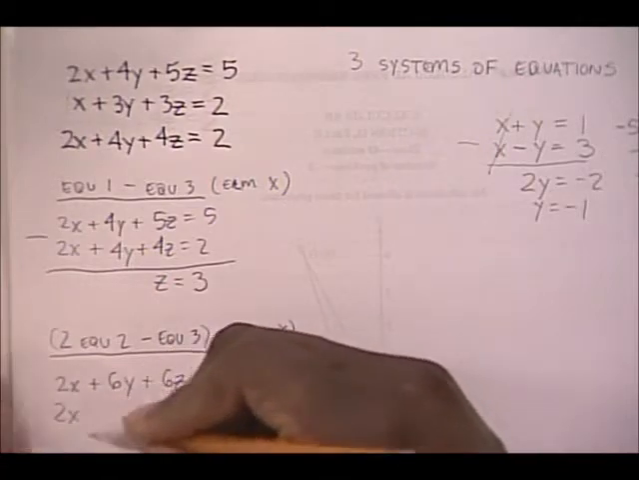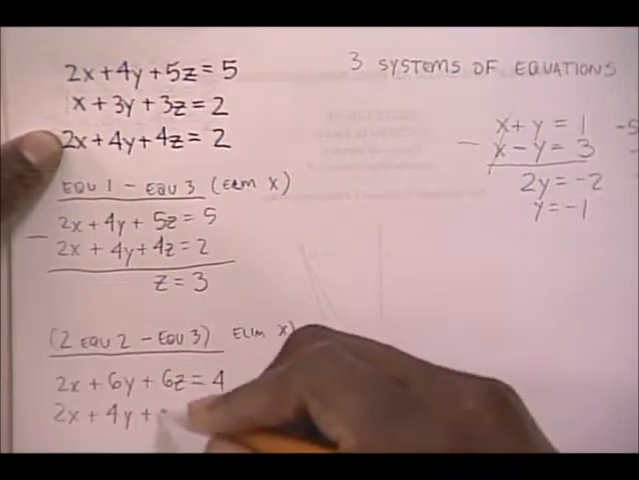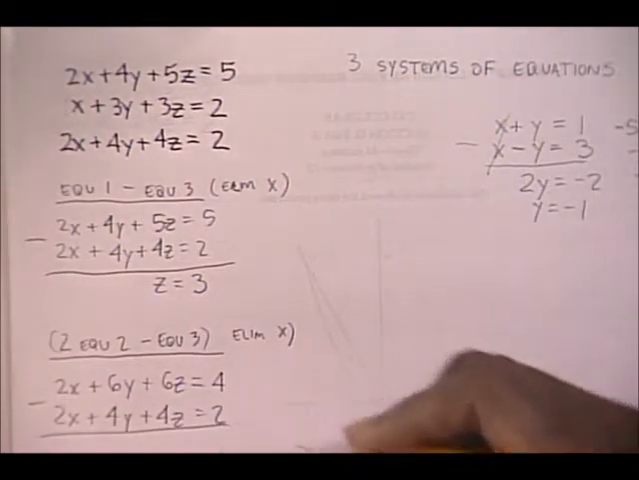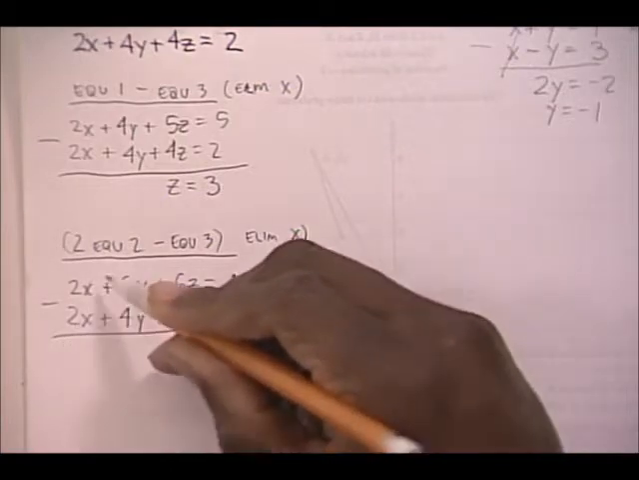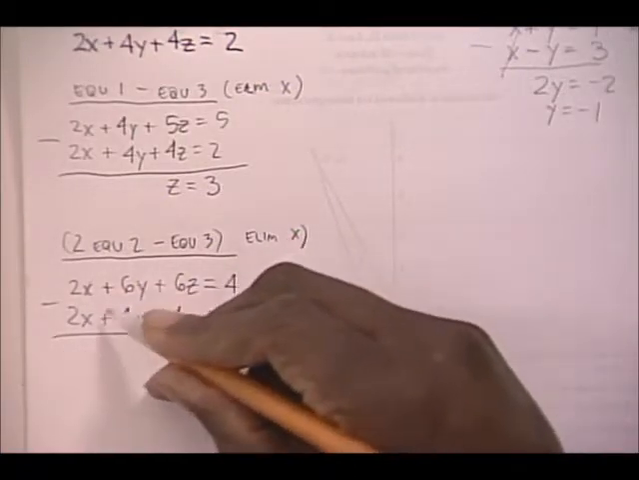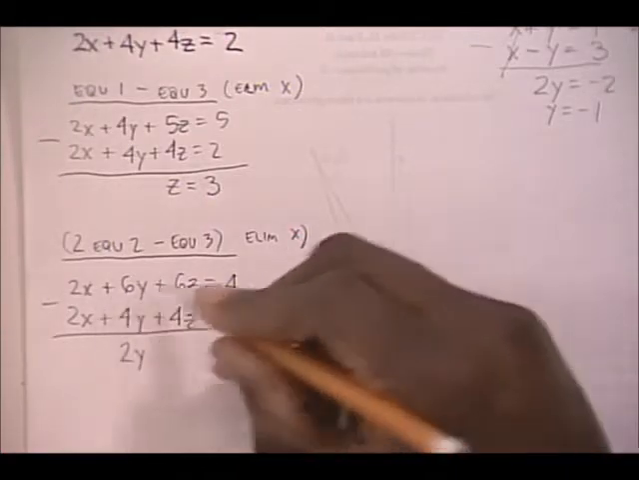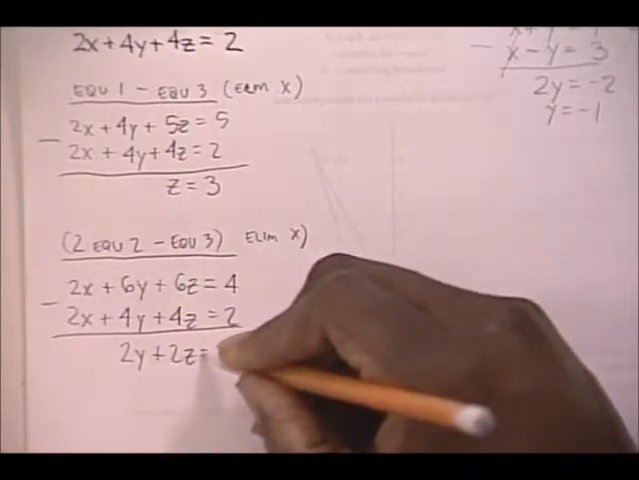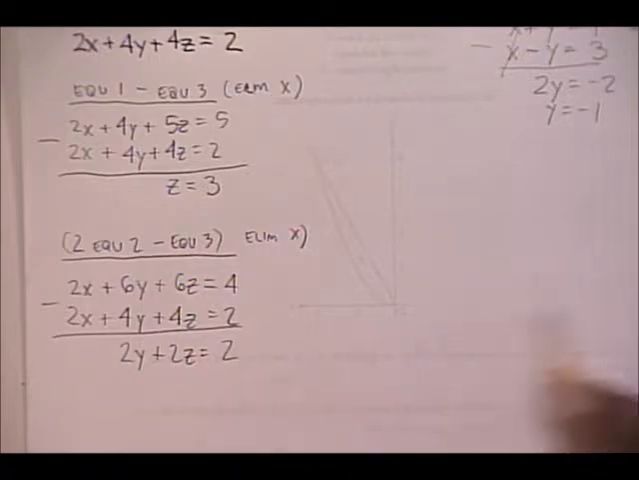So here we get 2x. I'm just bringing this equation 3 down: 2x plus 4y plus 4z is 2. And let's subtract. What you end up with is 2x minus 2x is 0. 6y minus 4y is 2y. We subtract 6z minus 4z, you get plus 2z. And then you subtract 4 minus 2, you get 2. So now we've got an equation: 2y plus 2z is 2.